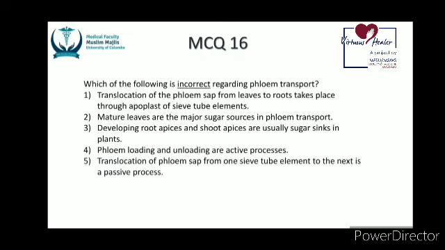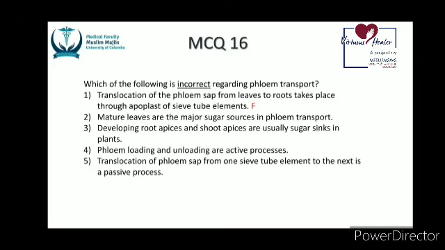Now let's have a look at the 5 statements. Statement number 1. Translocation of the phloem sap from leaves to roots takes place through apoplast of sieve tube elements. Now, apoplast is a pathway of water movement that occurs from cell wall to cell wall. But in phloem translocation, sucrose is transported through the sieve tube elements, not along the cell walls. So, first statement is false.